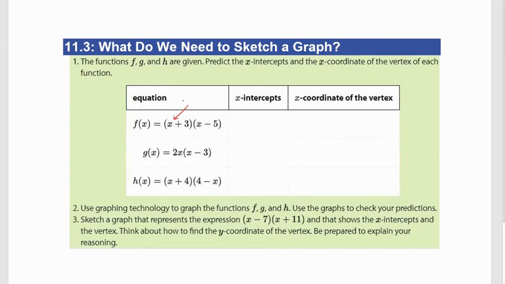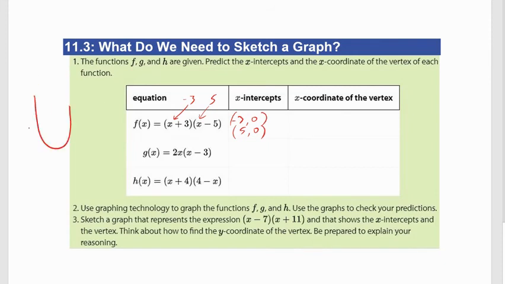What's the opposite of +3? -3, right? And what's the opposite of -5? +5, right? So if you plug in either one of those, you get 0 on your output, okay? Because 0 times any number is just 0. So your x-intercepts would be -3 comma 0 and 5 comma 0.